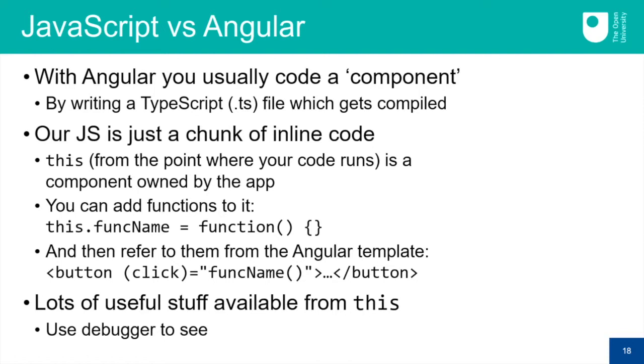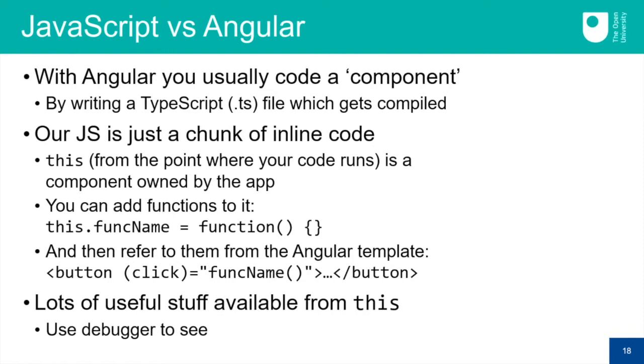This variable refers to a component that's owned by the Moodle app, and you can add functions to it like I've done there, and then you can refer to them from the Angular template using things like that bracket-click attribute there. So that's how you make a button where when you click it, it will call your JavaScript function, and then you could obviously do something in the function.